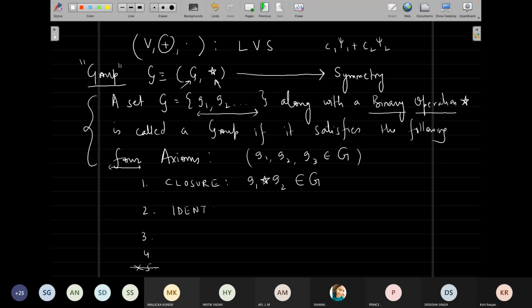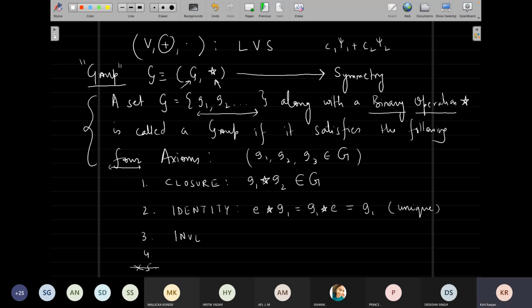Then identity. What is the identity? It's very similar to what you did in your linear vector spaces. What would be identity? That there exists an element which I will call E, which when I multiply with, let's say, G1, will leave the group element just as it is. And this identity element is a unique element.